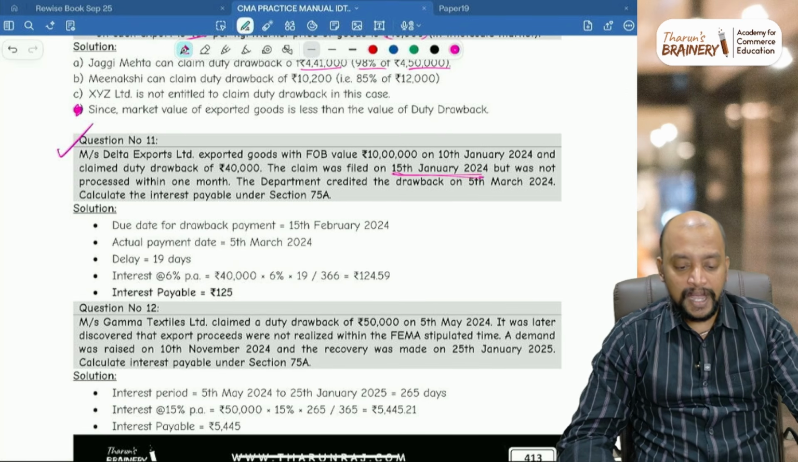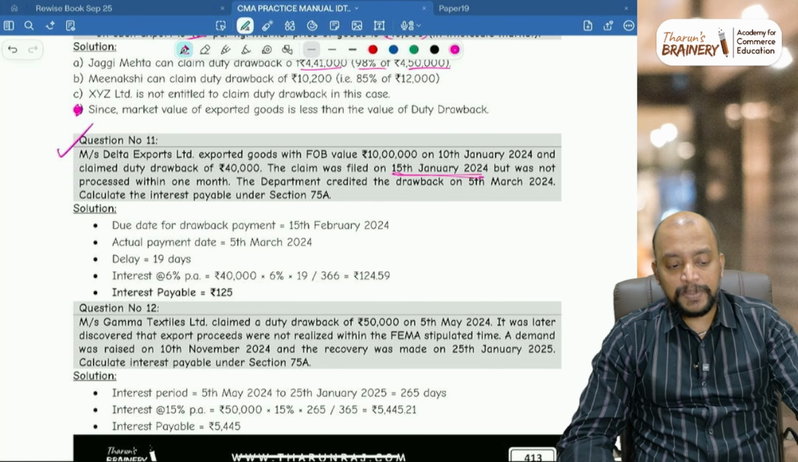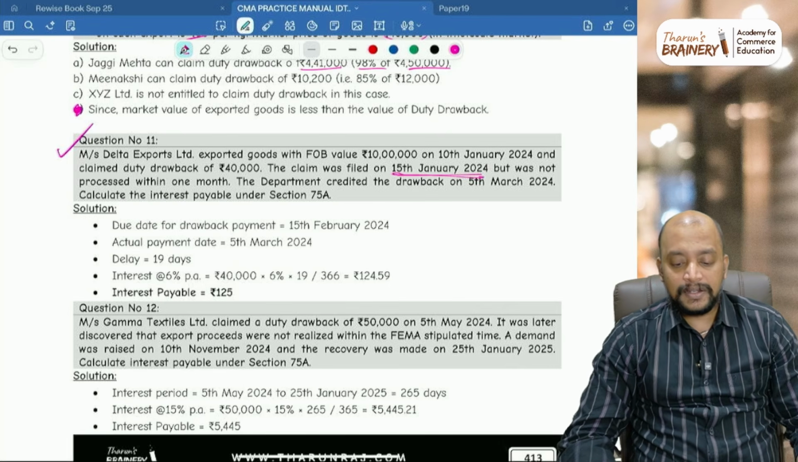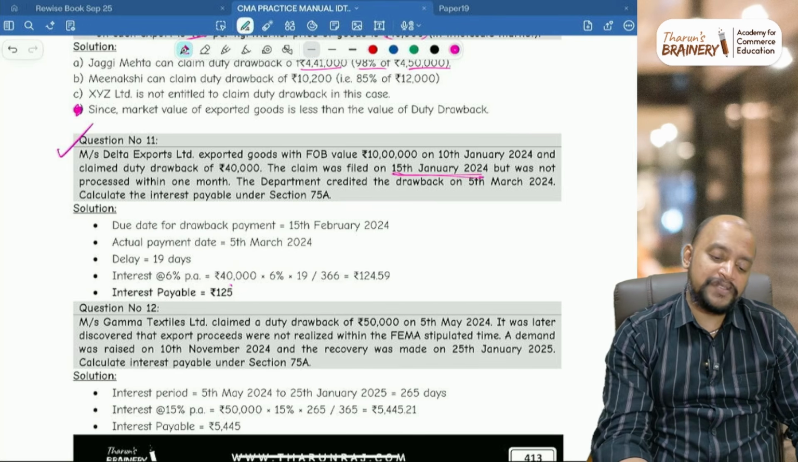What is the duty drawback? 40,000 into 6% into 19 by 366. That is 124.59. So 125 rupees we will get as interest.